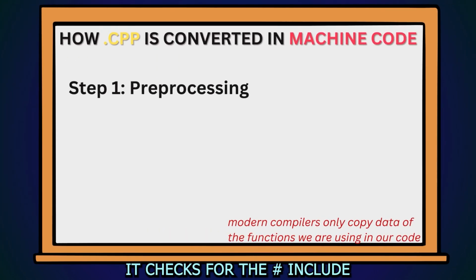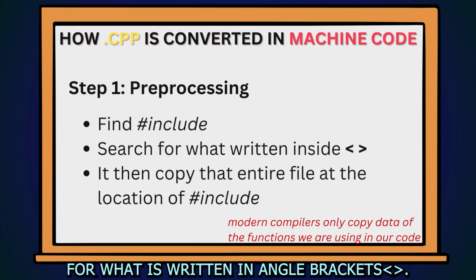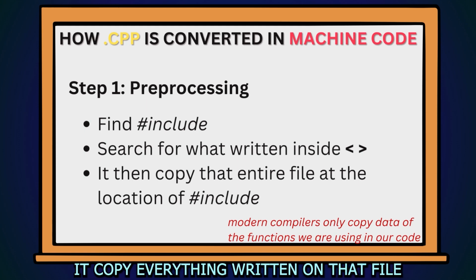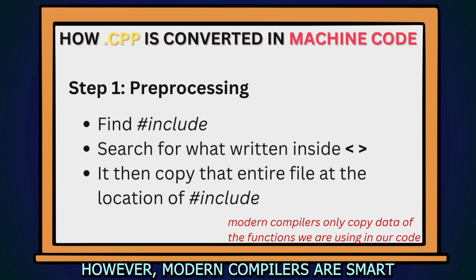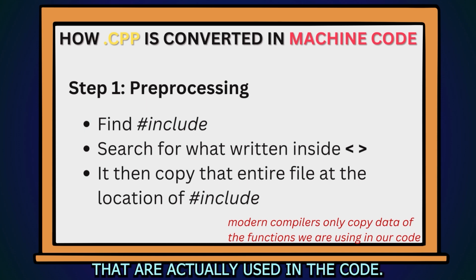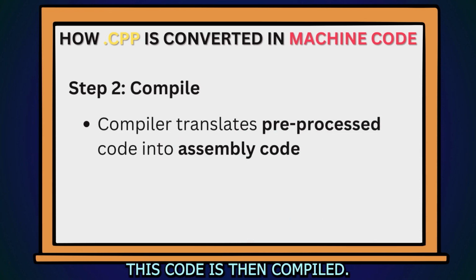Pre-processing. It checks for the hashtag include, and then it searches for what is written in angle brackets. And when it finds it, it copies everything written in that file and pastes it at the location of the hashtag include directive. However, modern compilers are smart and they only copy the contents that are actually used in the code. This code is then compiled.